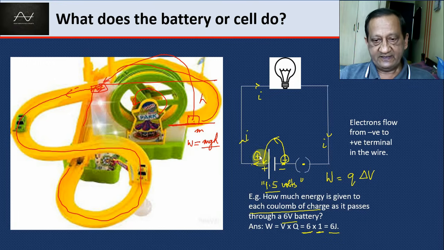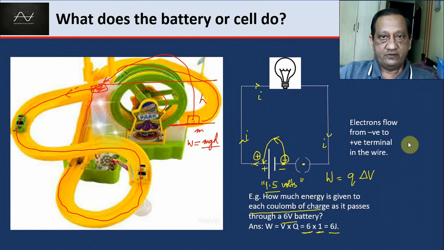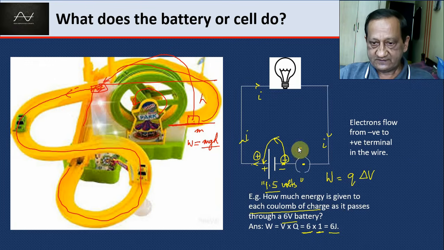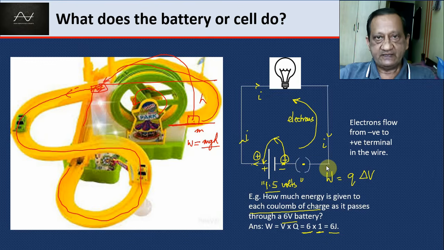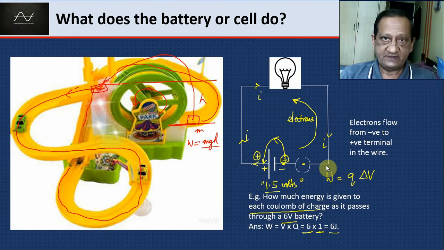And by the way, in a metallic wire, it is only the electrons that flow. There are no free positive charges. So electrons flow like this. But we have a convention that we take the current direction as the flow of positive charges, or opposite to the flow of electrons. So the battery is very crucial to ensure that there is a current in the circuit, and every time a charge goes around the circuit, the battery does work.